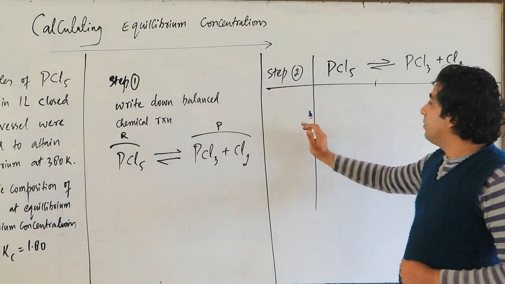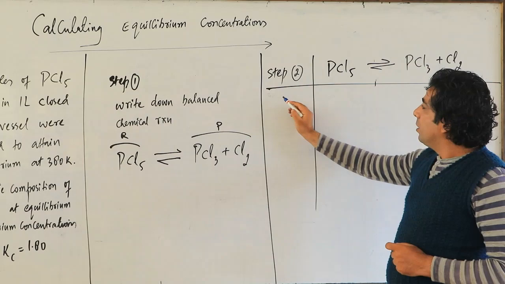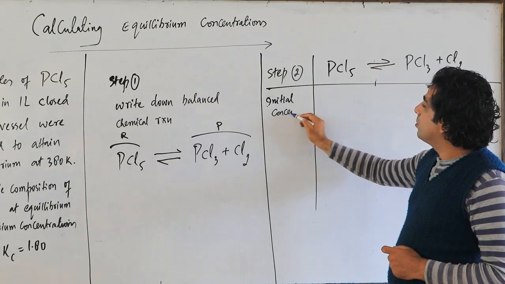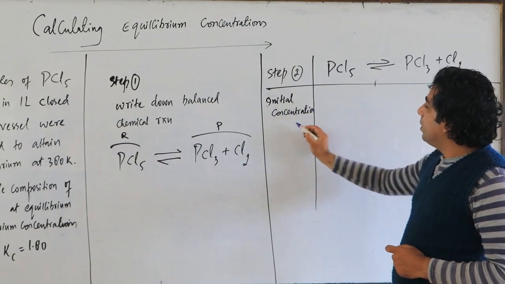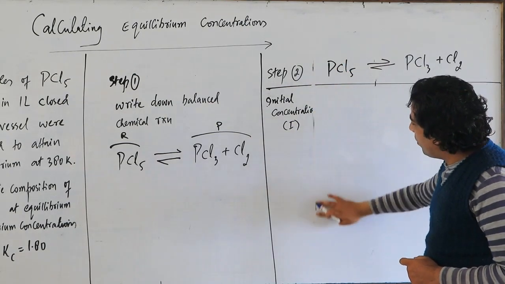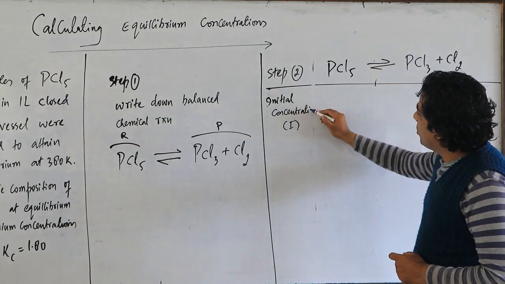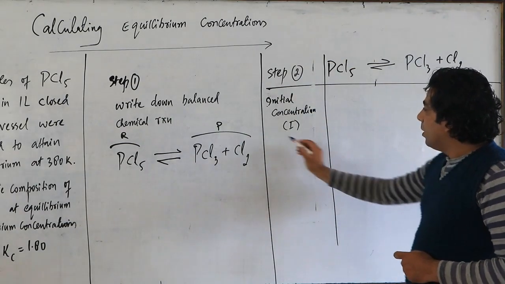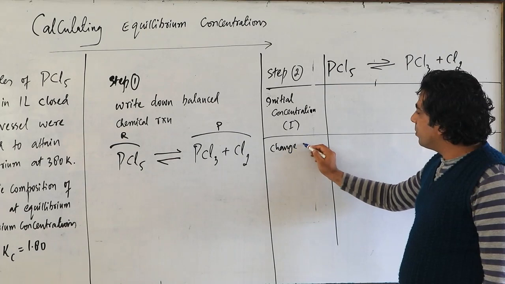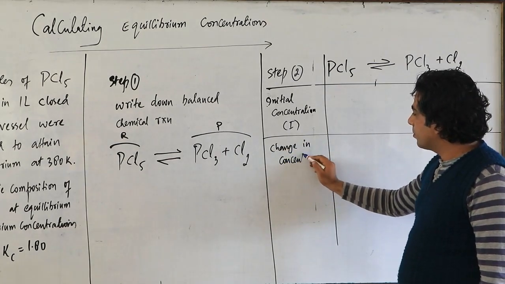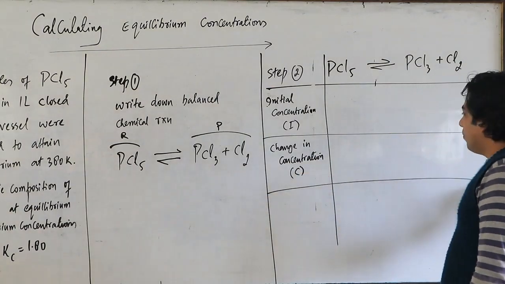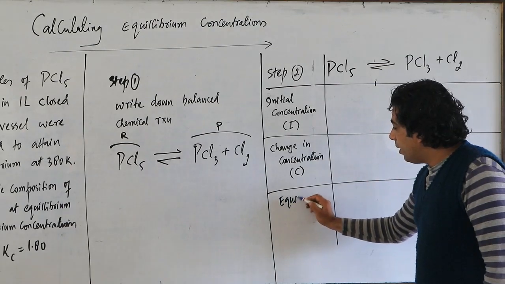This step number 2 is divided, my dear friends, into 3 parts. The first part is the initial concentration, which is basically I. So I have taken the initial concentration here. Now the second part will be the change in concentration, and that is C. Then finally we will have the equilibrium concentration.